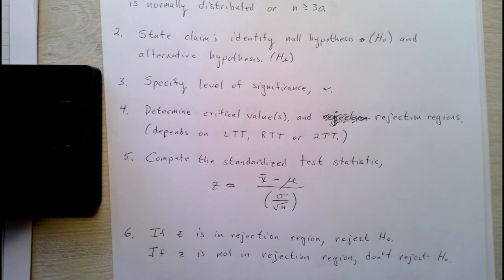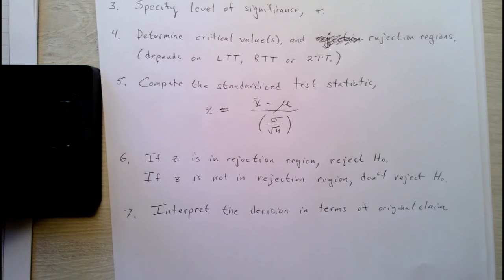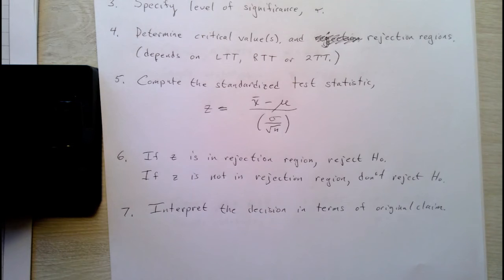Then we compute the standardized test statistic that we just looked at. Determine if this number z is in the rejection region. If it is, we reject the null hypothesis. And if it's not in the rejection region, we don't. And then we interpret the decision in terms of our original claim.